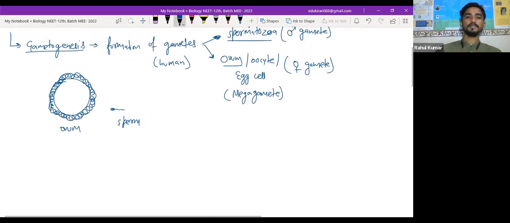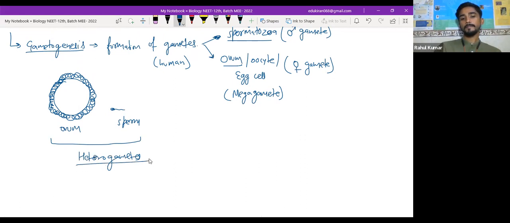where one gamete is big and the other gamete is very small. So they are very different in their morphology, right? So they are called heterogametes. The word hetero means different. So these gametes are so different from each other that if you look at the gamete, you can just tell whether it's a male gamete or a female gamete. So these are called heterogametes.